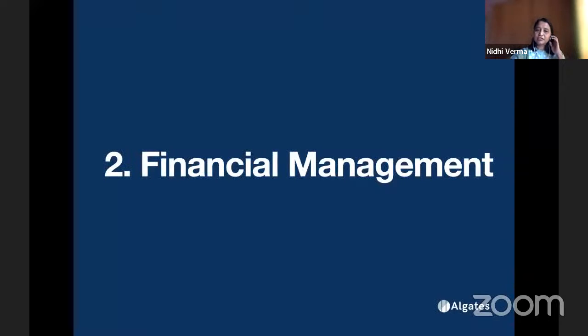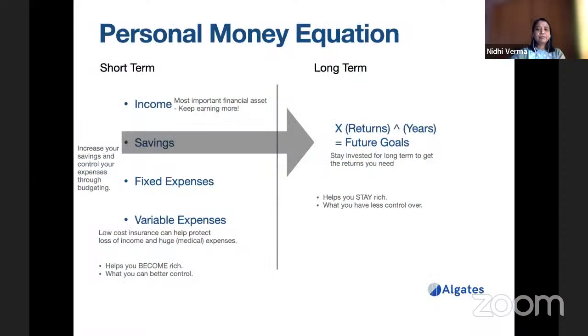This was about investment management. Now we move to financial management. So every person has their own equation with money. This slide is a little busy, so let's look at it in a little more detail. What happens in the short term is that we have an income, right? Everybody earns, everybody does some job or some business which gives them regular income, and that is the most important financial asset for anybody.